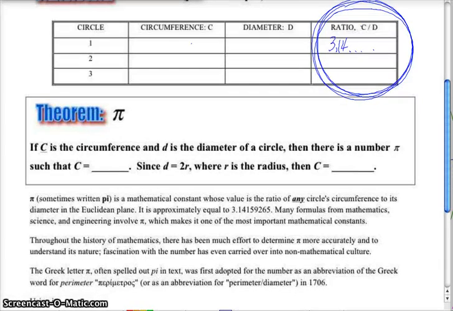You'll get pi. So the theorem, which defines pi: if C is the circumference and D is the diameter of a circle, then there is a number pi such that the circumference equals pi times the diameter. So if we undo this up here, we can multiply the pi times the diameter and we'll get the circumference as a result. So you can take this numerical value, multiply it by the diameter, get this as a result.